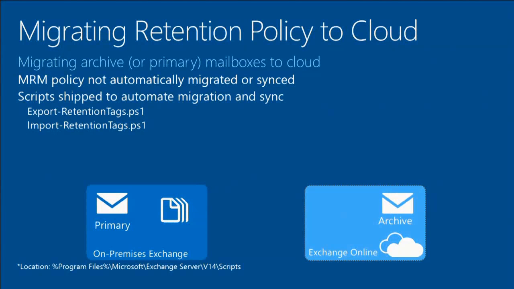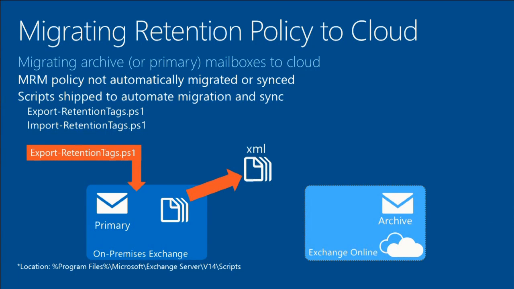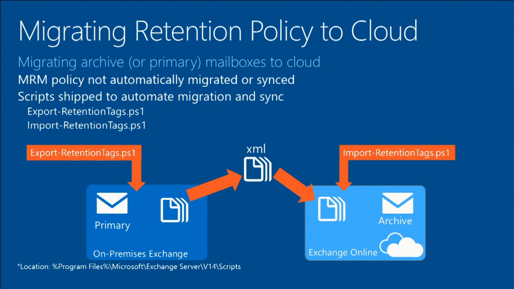Okay, migrating retention policy to the cloud. So once you set up this hybrid deployment, one of the things you need to do is take your on-premises retention policy, if you already have one, and make sure that the same retention tags and retention policies are copied or migrated to the cloud. So we've provided 2 scripts in the scripts folder on your on-premises server. They're called export retention tags and import retention tags. It's basically going to create an XML file. You take that XML file, use PowerShell to connect to the cloud, and simply run the import script to import the XML. And that's how the retention tags get synchronized.